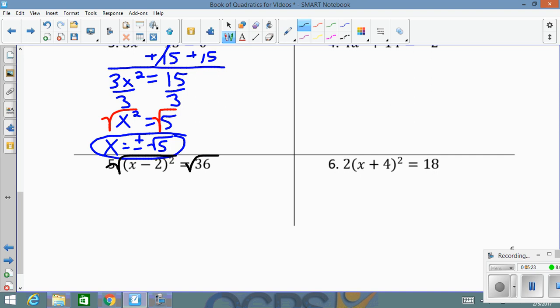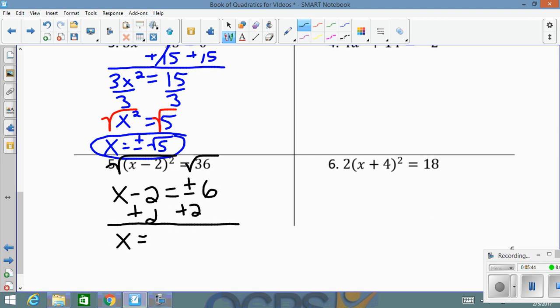And still, guys, the square root and the square undo each other. So that's going to give me x minus 2. And on this side, I'm going to do plus or minus. 36 is a perfect square, so plus or minus 6. And then I need to add 2 to both sides. So I get x equals, I'm going to put the 2 in front, 2 plus or minus 6.